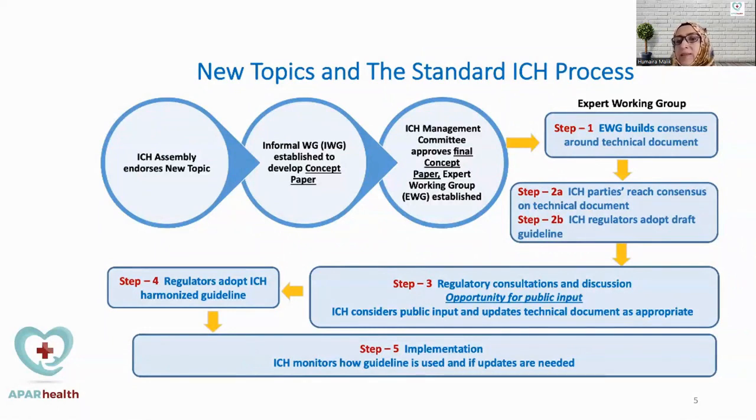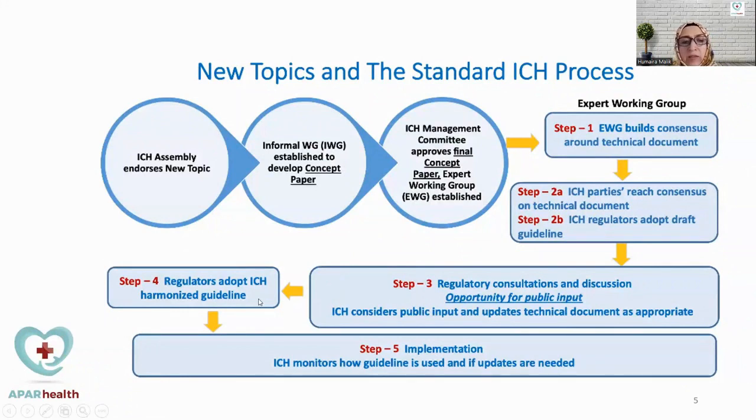In step 2, the ICH parties reach consensus on the technical document, and then the ICH regulators adopt the draft guidelines. Then we have the draft guidelines. Now these draft guidelines, the one we have currently with R3, the third step is that regulatory consultation and discussion happens, and this is the opportunity for public input. Then ICH considers public input and updates the technical document as appropriate. So whatever inputs have been taken, if there is further change to be made to the guidelines or anything is to be added, that is done.